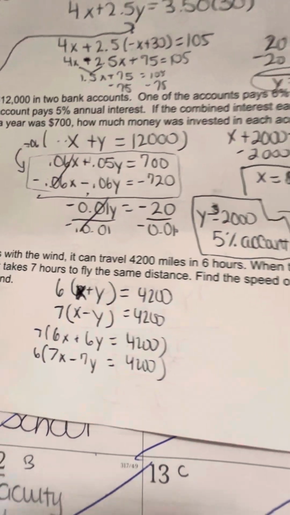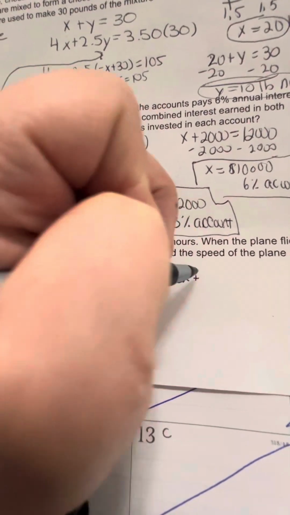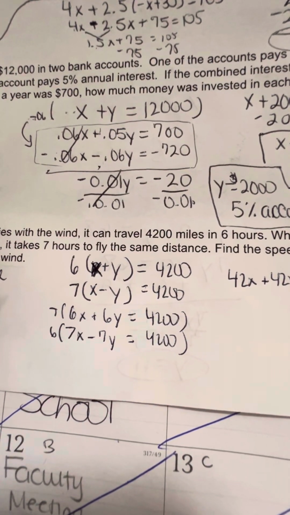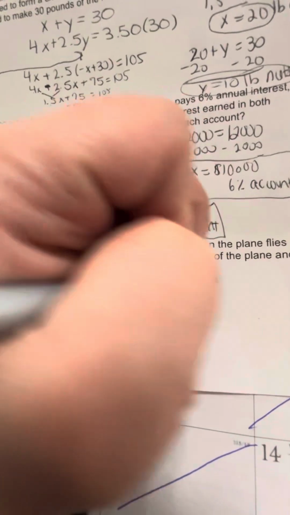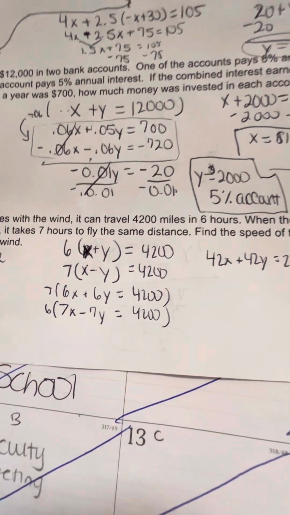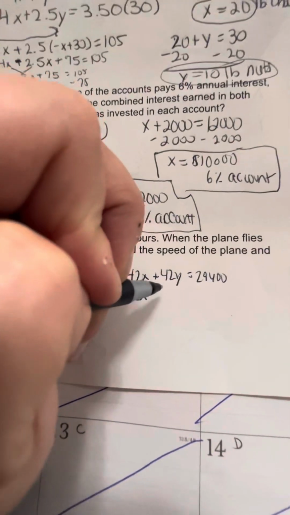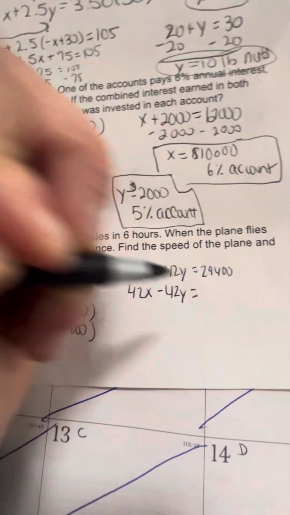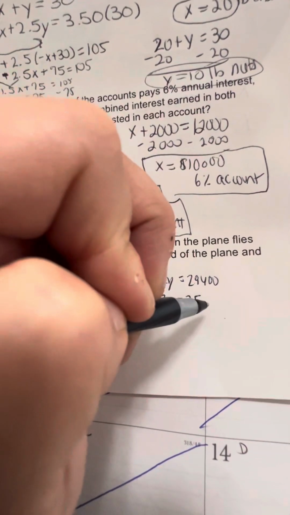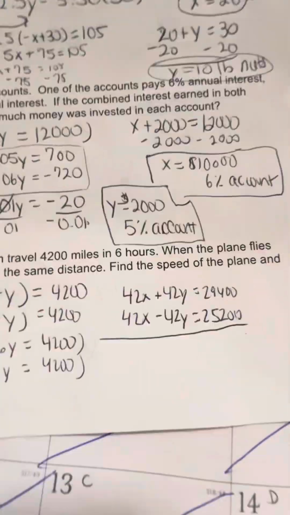So 7 times 6x is going to give me 42x, and then 7 times y, or 6 again, is going to be 42y this time, and then 4,200 times 7 is going to end up giving me a value of 29,400. And then I'm going to do the same thing for this bottom one. 6 times 7 is also going to give me 42x. In the other case, we're going to get a negative 42y. That's the magic one we're looking for. And then 6 times 4,200 is going to give me 25,200.